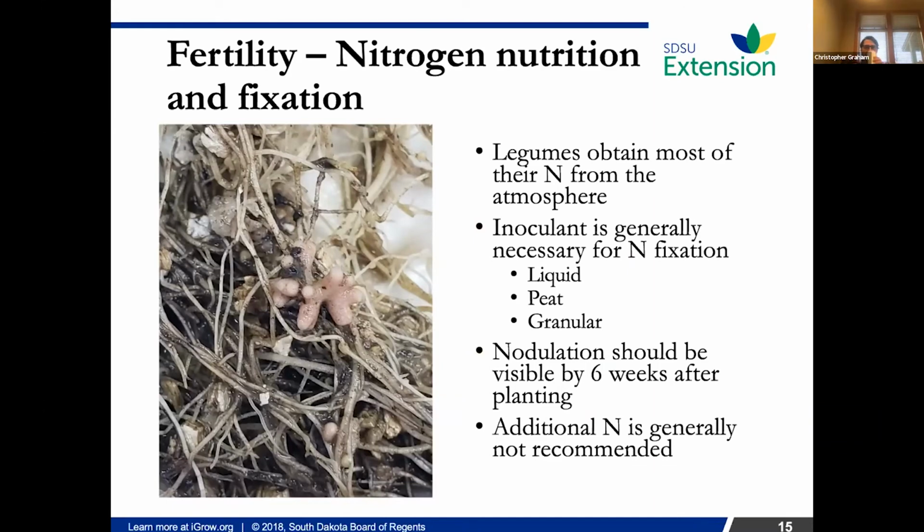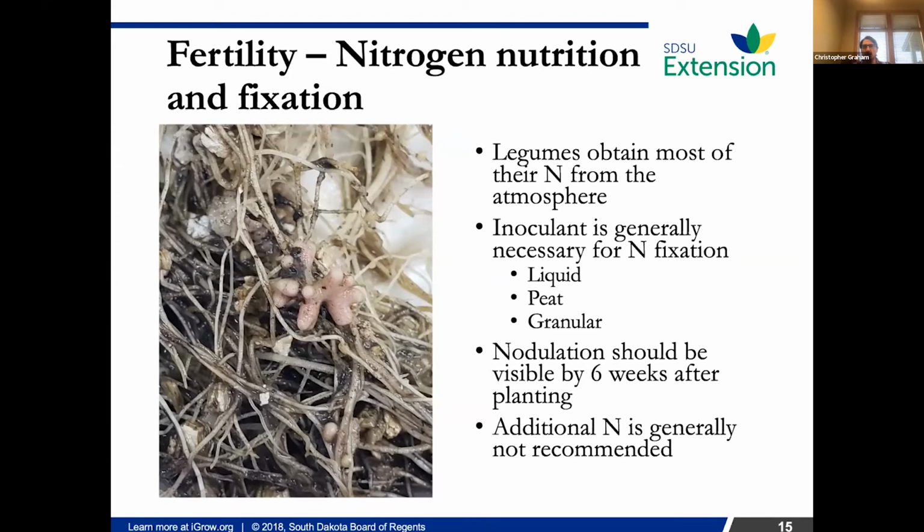So now I'm going to talk a little bit about fertility. This is an area that's near and dear to me and my research program. We do a lot of work with nitrogen fixation. One of the greatest things about peas and pulses, legumes in general, is that they obtain most of their nitrogen from the atmosphere. Sometimes there's a bit of a misnomer in that people think that the plant fixes this nitrogen. The atmosphere is 80% nitrogen, and of course, nitrogen is the most critical nutrient for plant growth. The problem though is that all the nitrogen in the atmosphere has a triple bond, and so it's very stable and it's unusable by the plant.